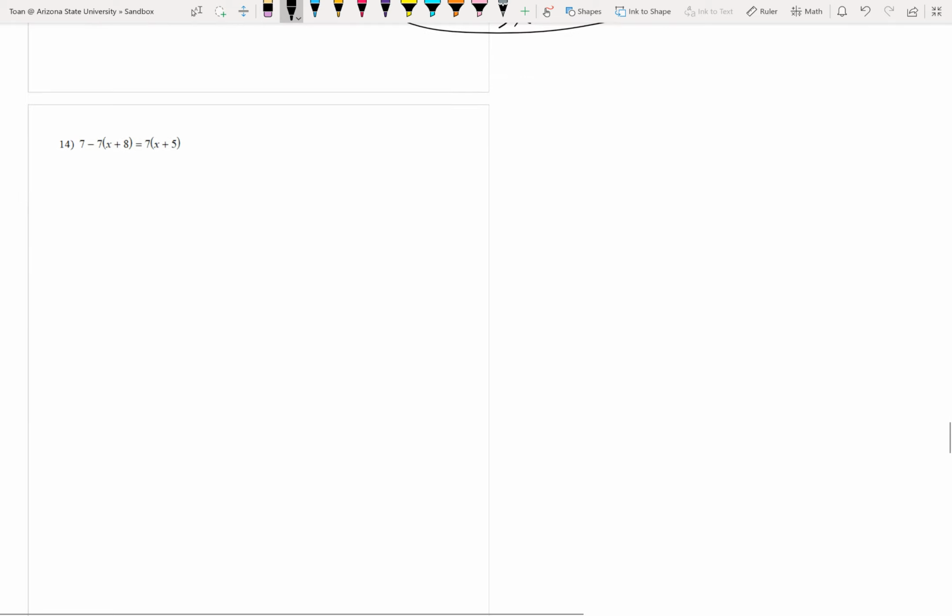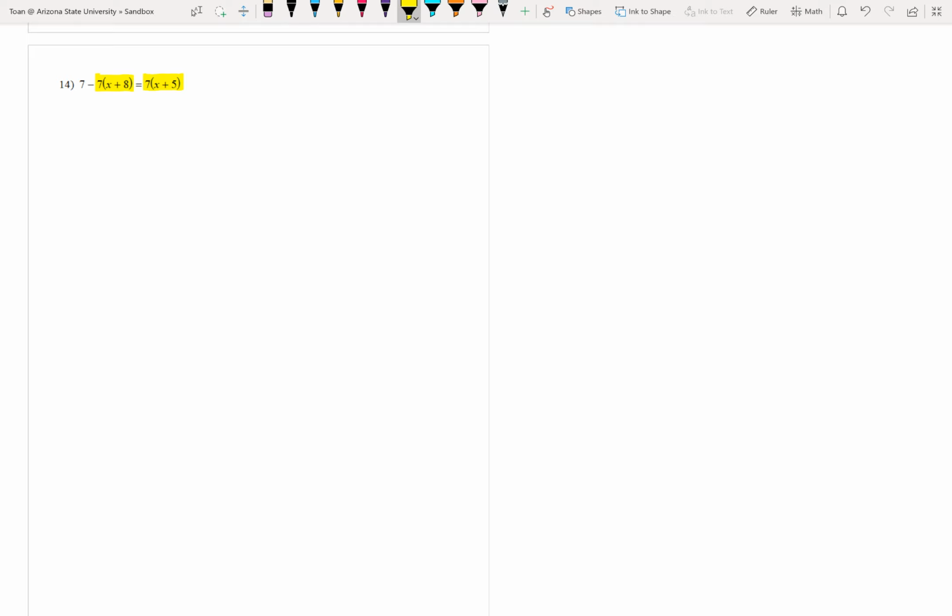Number 14 was just a simple solving a linear equation. Lots of different ways to solve, again, lots of different ways to do all these problems, but I'm just going to showcase one possible solution method. First thing I notice is I have a lot of parentheses, and let's break them down by distribution just to make things easier for you. So just go ahead and distribute.